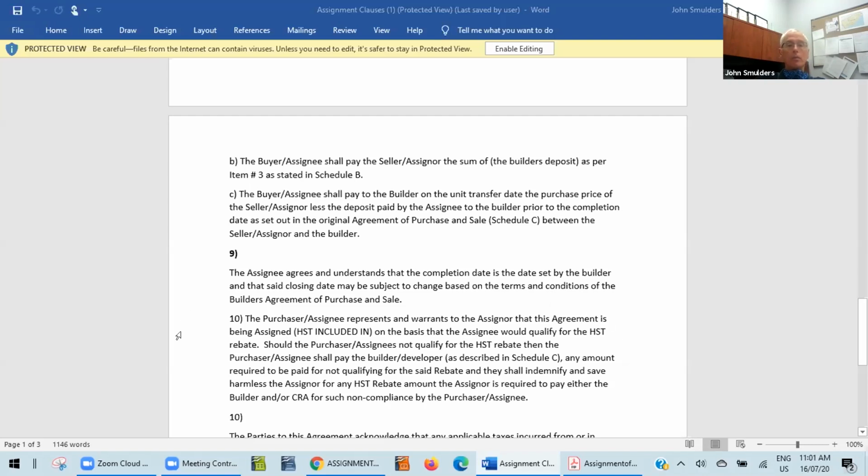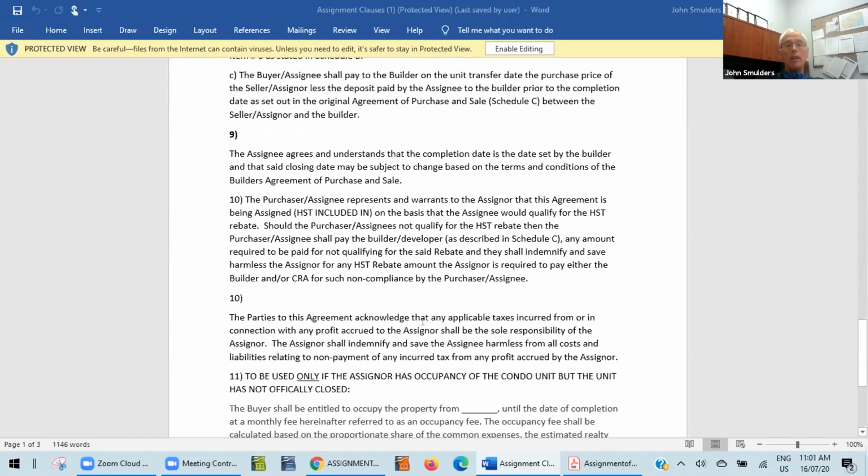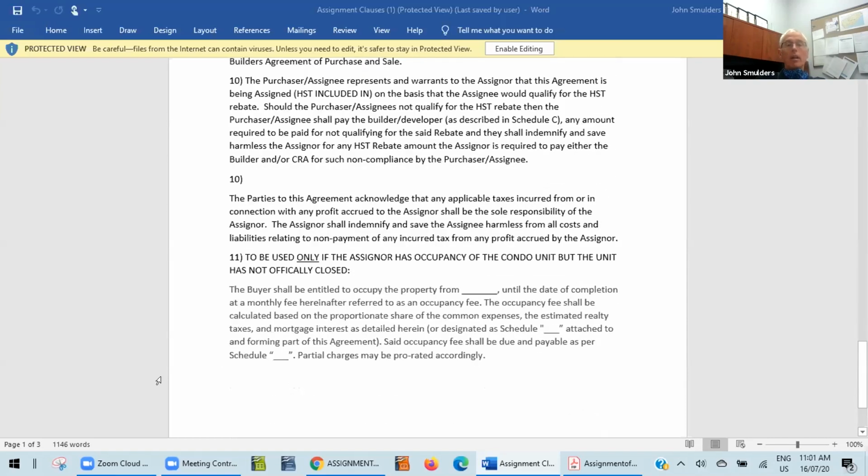This is also something we've talked about already, about HST rebates, and it's always a good idea to put that in there. Any taxes incurred for the assigner shall be the sole responsibility of the assigner. The assigner needs to know that capital gains, or in a worst case scenario, income tax, may be levied against the seller, okay? And back to Sanjeev's question about when the unit has sold.